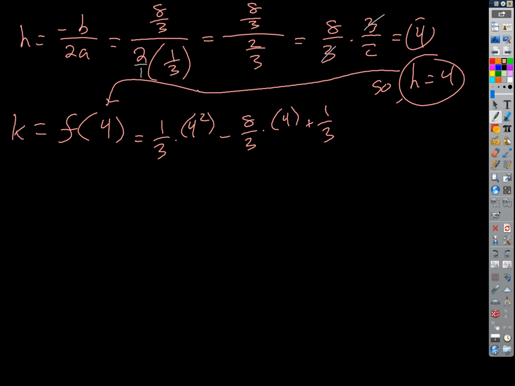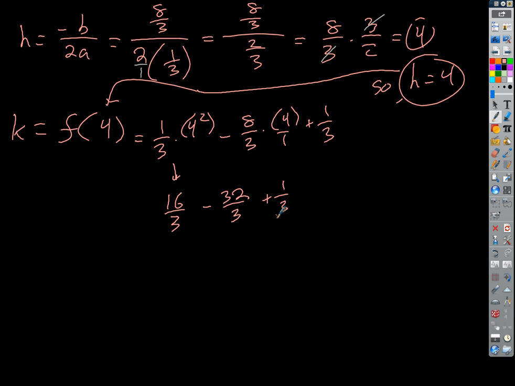So what's 1/3 times 16? 16/3, because that's the same as 16/1. So that one gives us 16/3 minus 8/3 times 4, which is the same as 4/1. Multiply straight across. Minus 32/3 plus 1/3. Well, they actually worked out pretty well. All the denominators are 3. It won't always be that simple.